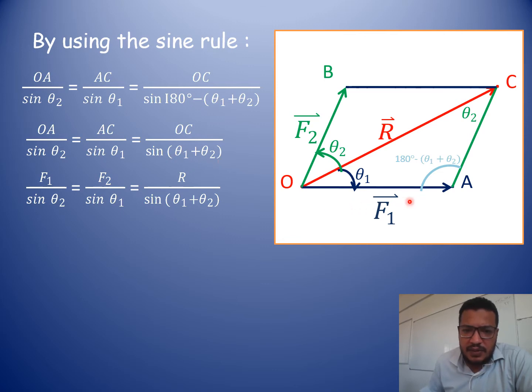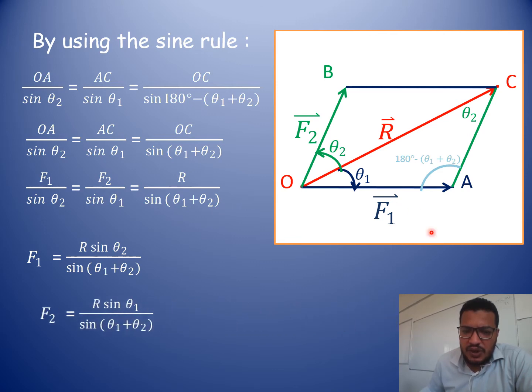OA is represented by F1, so F1 over sine θ2. AC represents F2, so F2 over sine θ1. OC represents R, so R over sine (θ1 plus θ2). By using cross multiplication, F1 equals R multiplied by sine θ2 over sine (θ1 plus θ2), and F2 equals R multiplied by sine θ1 over sine (θ1 plus θ2).